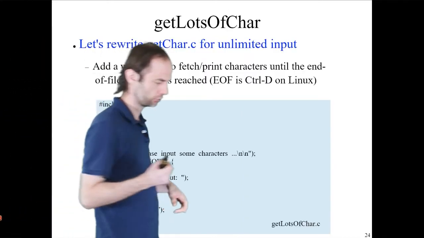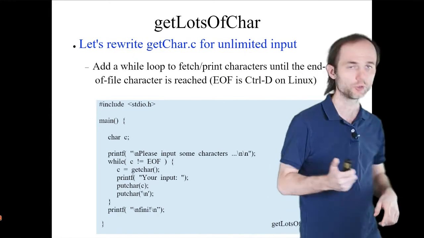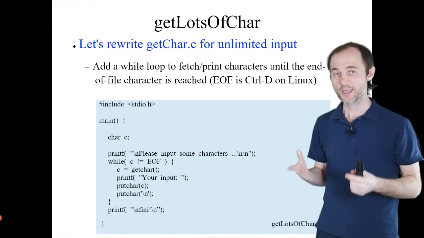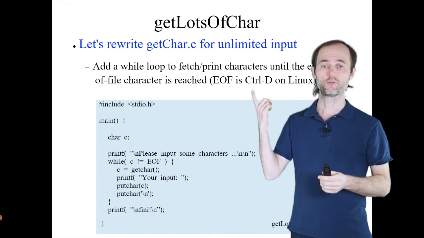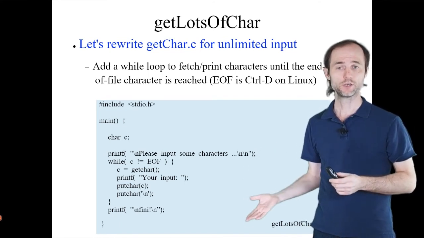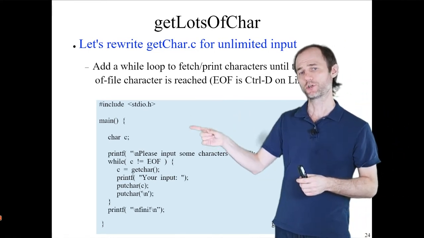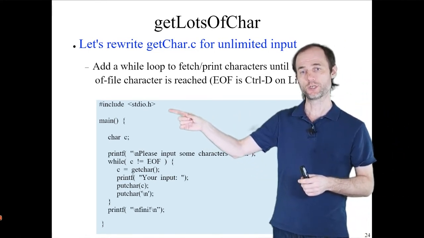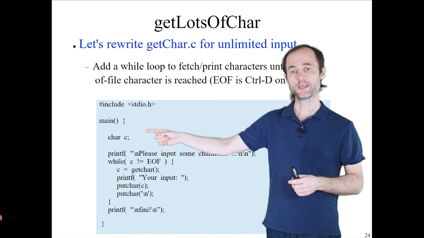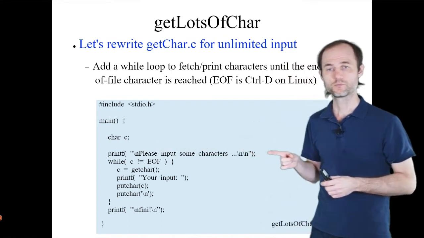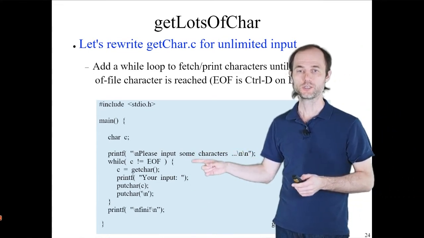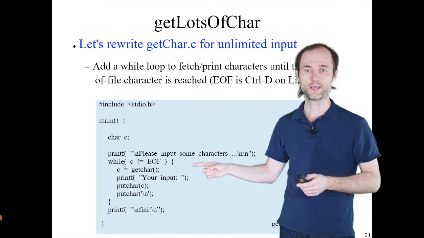So now let's try to deal with the input such that we can input not just one character, but many characters. And that we will achieve by using a combination of while loops, and we have it right here. So the program starts just as before. We include the standard input-output library. We start our main function, declare a character variable c, print out a prompt, and we're going to loop while c is not equal to an end of file.